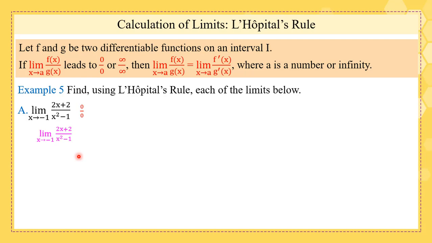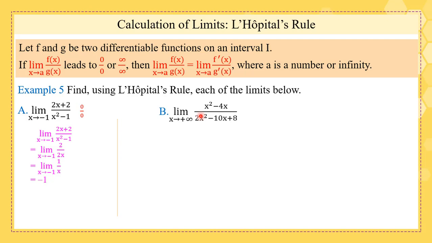L'Hôpital's rule states that we derive the numerator alone and then the denominator alone. So this becomes the limit as x tends to negative 1 of 2 over 2x. And if we simplify, we get the limit of 1 over x, which is negative 1. One might ask whether we can use the simplification method or not. Of course, we can use the simplification method. And in fact, this is the same limit as the one that was given before in the simplification method slide.